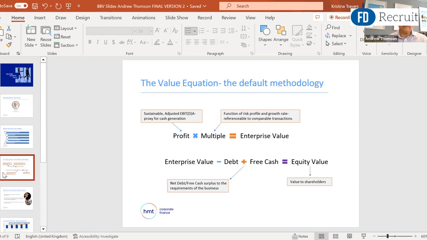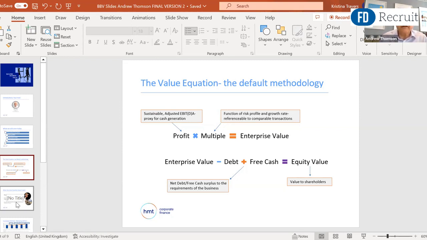So the value equation. It's not always the relevant valuation methodology, and I'll give some examples later why, but it is the default method. Essentially we are taking profit, times it by a multiple to give enterprise value, adding free cash, taking off debt to arrive at the equity value, which is the return to the shareholders.